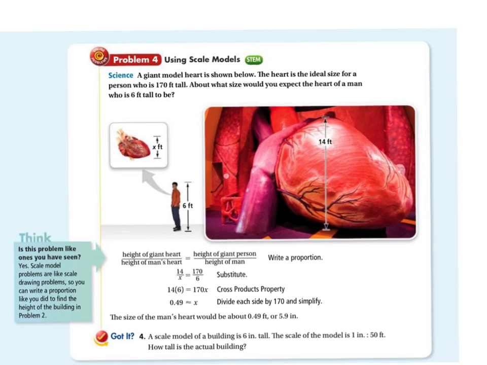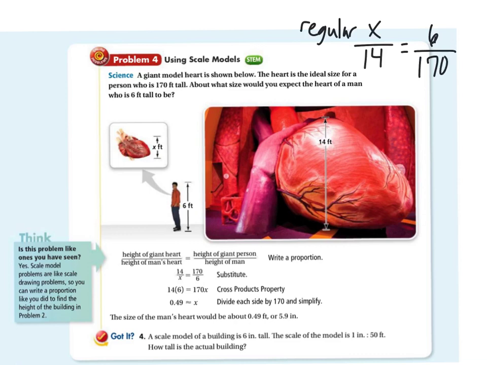Okay, so the model is 14 feet for something. And again, I would start with what I'm trying to find. I would say X is the heart height compared to 14 feet. And then this is our regular person, I guess. Regular person is 6 feet tall. The model is for 170 feet tall.